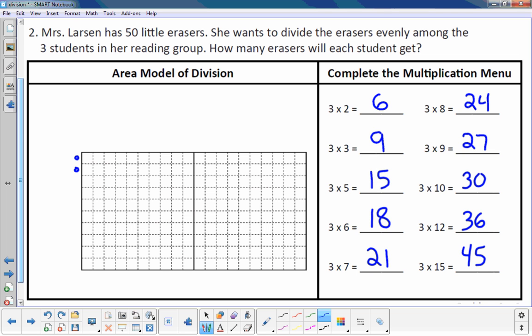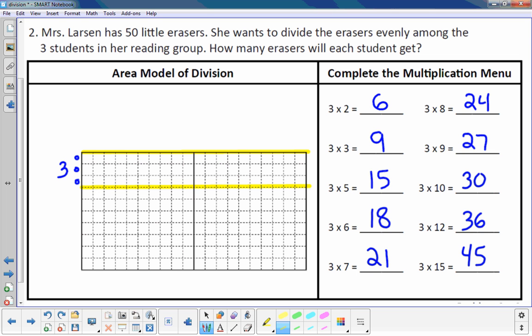So now I'm going to build an area model to represent this division problem. So I'm going to put the 3 there. And I'm just doing this highlighter part just for you as a visual so that you know you can't go past those lines when you're building these columns of 3.